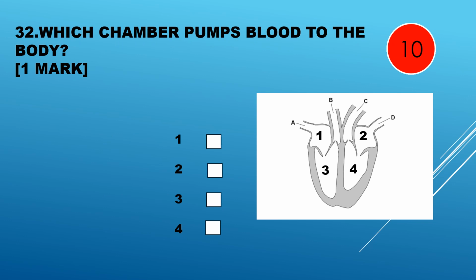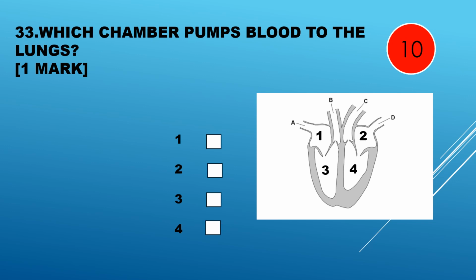Question 32. Which chamber pumps blood to the body? Is it chamber 1, 2, 3 or 4? Chamber 4, which is the left ventricle. It's got the thickest muscle, pumps blood around the body under the highest pressure.